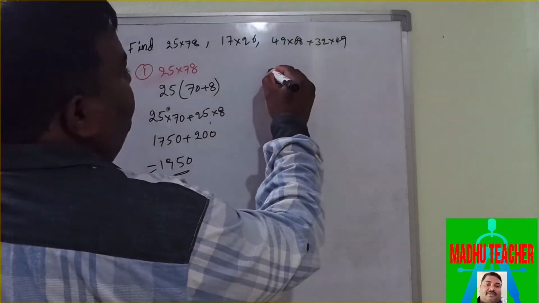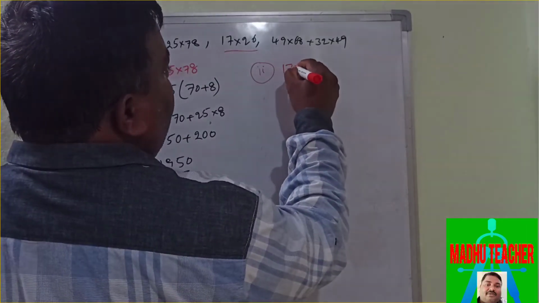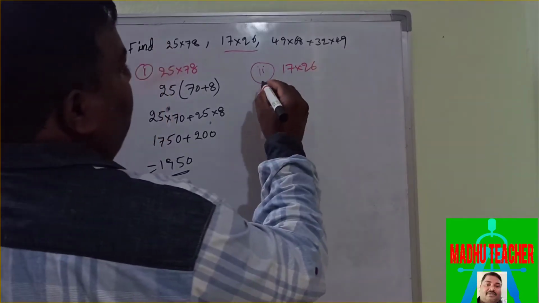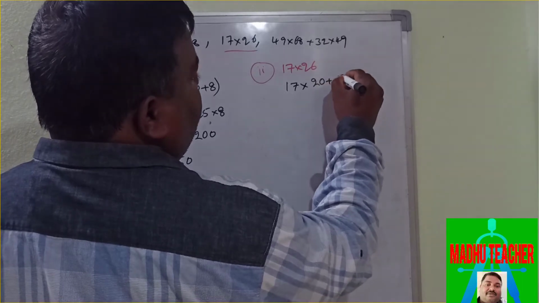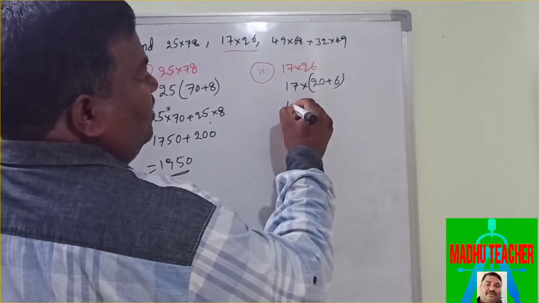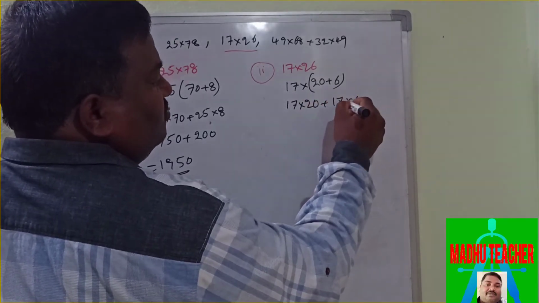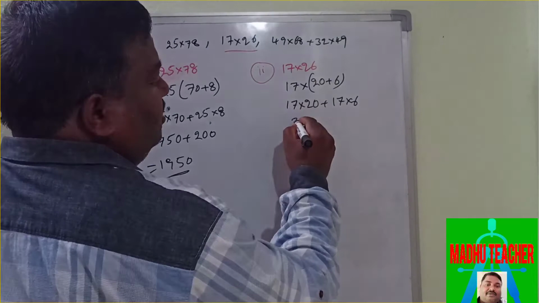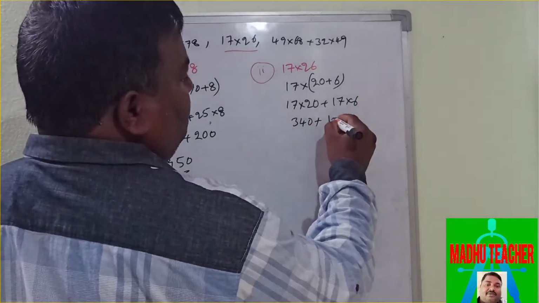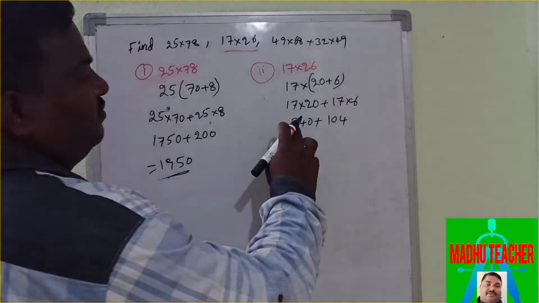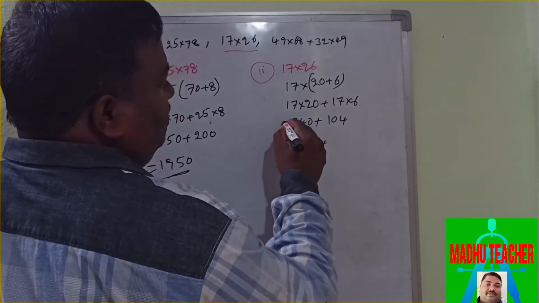Let us see the second one. Second one is 17 into 26. We can write 26 as 20 plus 6. By distributive property, we can write 17 into 20 plus 17 into 6. 17 2s are 34, 0. 17 6s are 102. So by adding these two, we'll get 444. Okay, this is the answer.